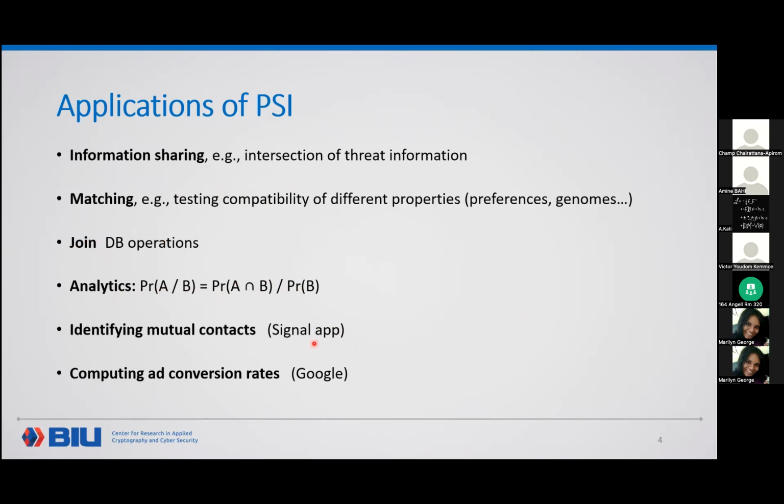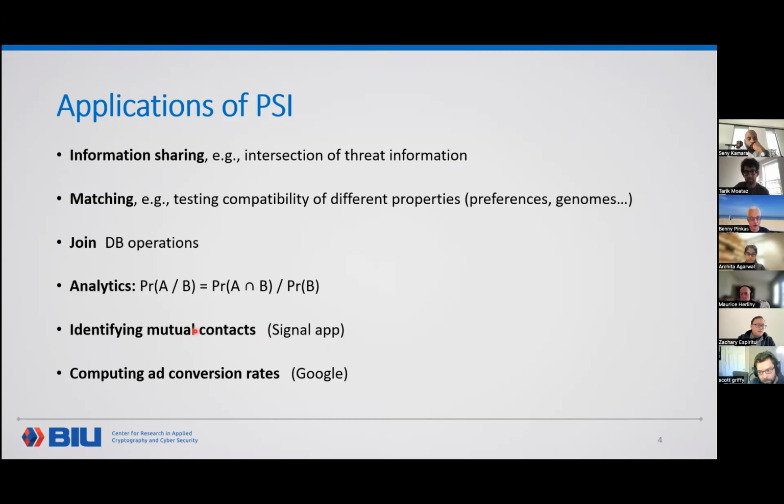Companies also use it. Signal is using it to identify mutual contacts. When you enroll in their app, they want to see which of your contacts are already using Signal. One approach is just to upload your contact list to the servers. The other is to do PSI. They do PSI using trusted computing because it doesn't scale, but at least you get the needed privacy. They want to find which of your contacts are using Signal because you need to communicate with them using Signal, but they don't want to learn all of your contacts.